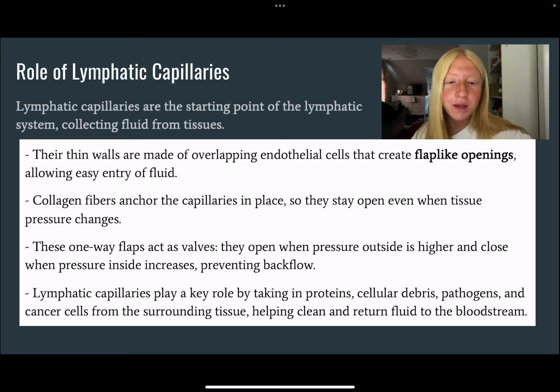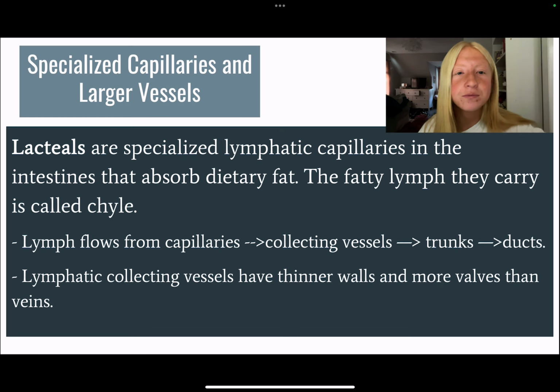Lymphatic capillaries play a key role by taking in proteins, cellular debris, pathogens, and cancer cells from the surrounding tissue, helping clean and return fluid back to the bloodstream.